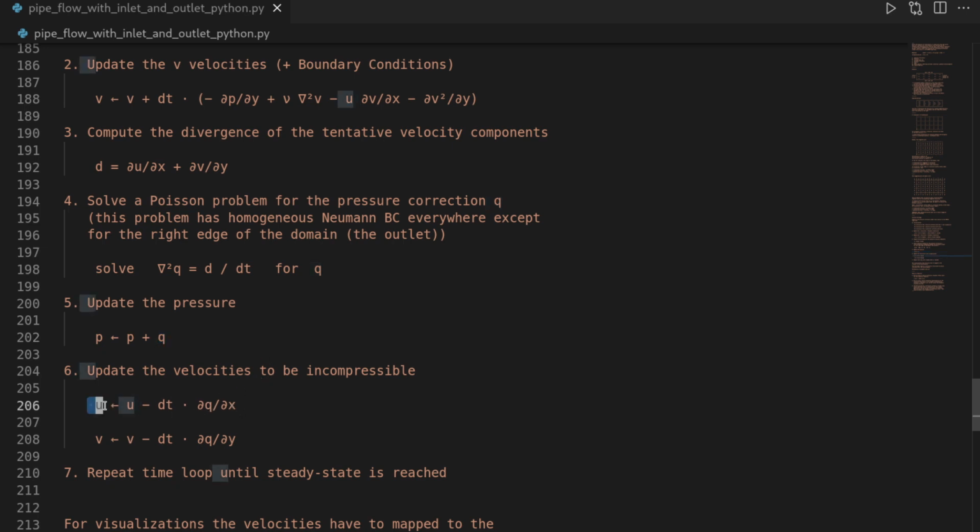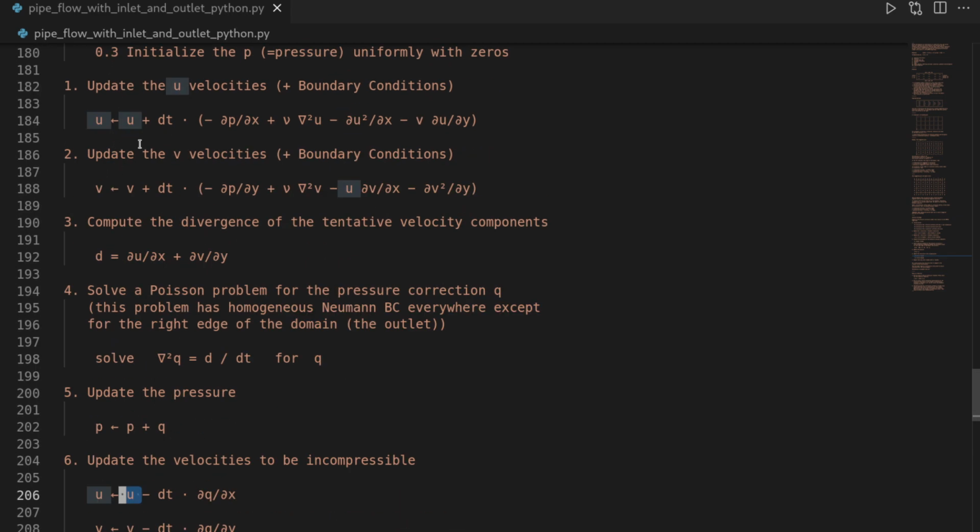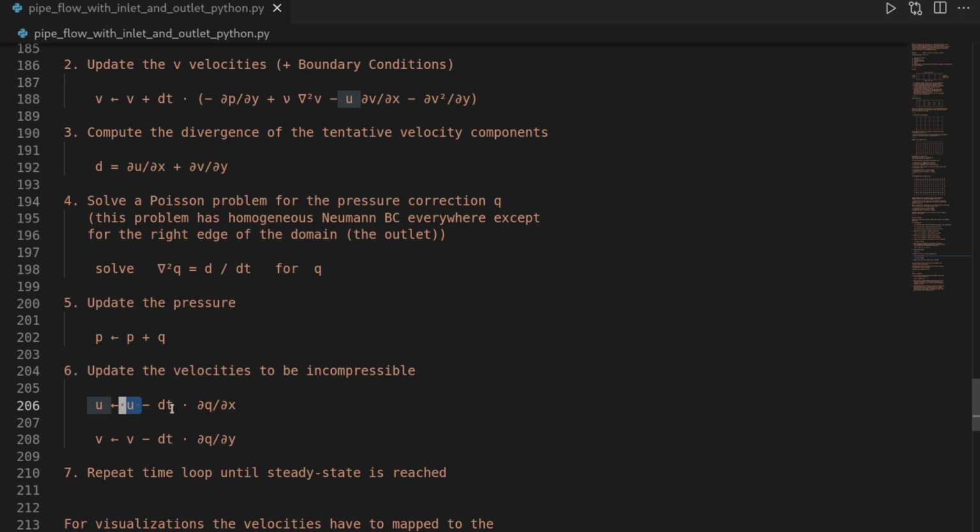So we say that the next velocity u is the velocity from our tentative step that we got here minus the time step length, and then we have the central difference of the pressure correction with respect to x for the u velocity and with respect to y for the v velocity. And here again we see that the staggered grid is important, because if that wasn't a staggered grid, we might have these checkerboardings.